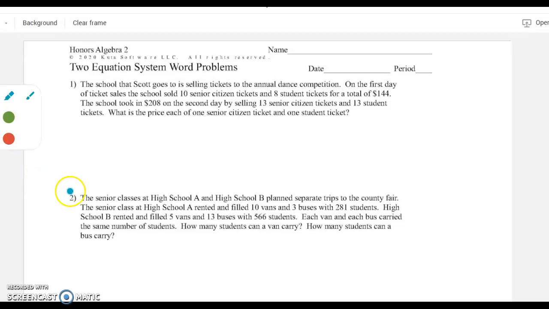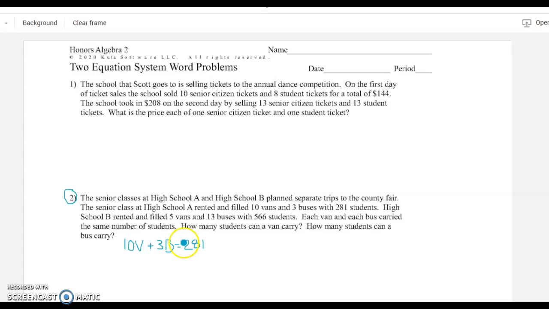So what you're going to do here is set up your equations and then go ahead and solve it. The senior class at high school A and high school B planned separate trips to the county fair. The senior class at high school A rented and filled 10 vans and 3 buses with 281 students. Well, I could represent that. I'm going to use V for van. So I've got 10 per van, plus 3 per bus, and that equals 281 students. So that's my first equation.